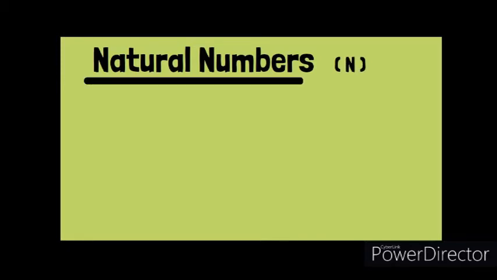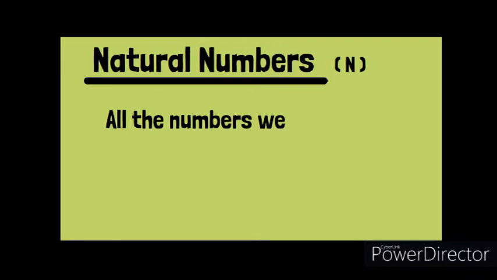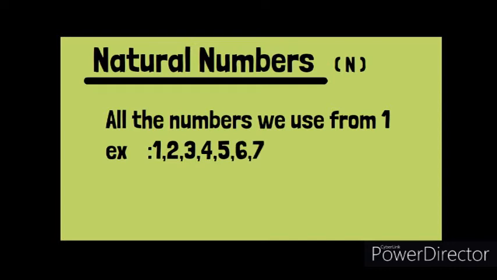Natural numbers. The abbreviation for natural numbers is a capital N. Natural numbers are all the numbers starting from 1. So for example, 1, 2, 3, 4, 5, 6, 7, and so on.